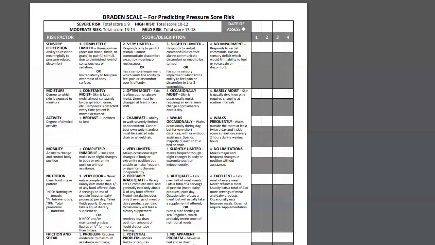Remember, it involves 6 risk factors: sensory perception, moisture, activity, mobility, nutrition, and friction and shear.